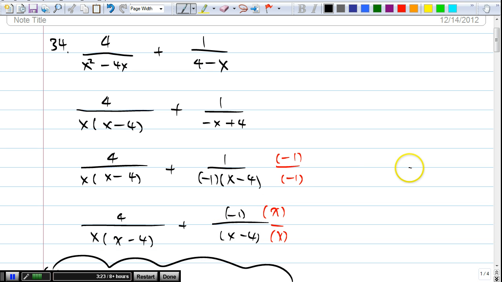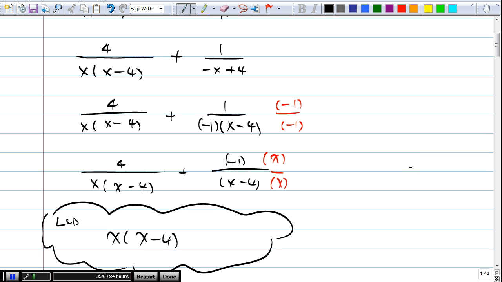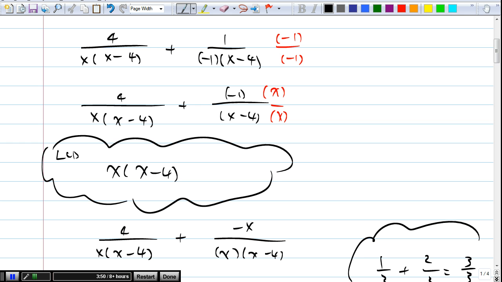So my LCD is what? x times x minus 4, isn't that right? Yes. So do you see why I need to multiply? The first fraction, I don't need to multiply by anything because it already has the LCD. It already has x times x minus 4. But the one on the right doesn't have the x. So I'm going to multiply top and bottom of this by x. And so now you get fractions with the least common denominator.